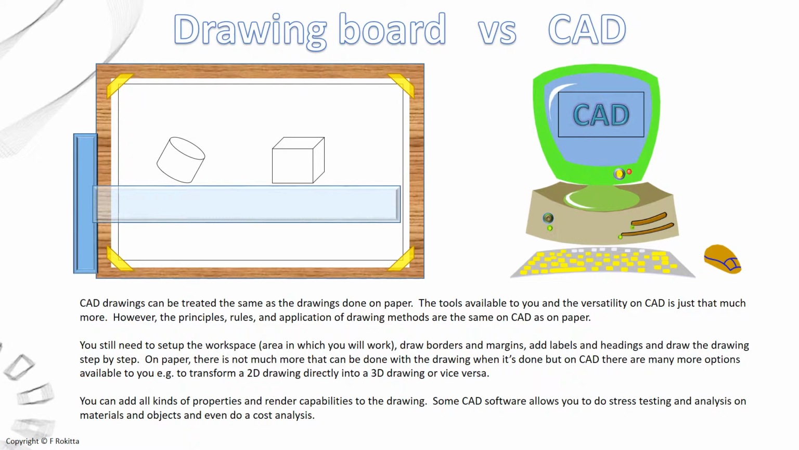On paper, there is not much more that can be done with the drawing when it's done, but on CAD there are many more options available to you. For example, to transform a 2D drawing directly into a 3D drawing or vice versa. You can add all kinds of properties and render capabilities to the drawing. Some CAD software allows you to do stress testing and analysis on materials and objects and even do a cost analysis.